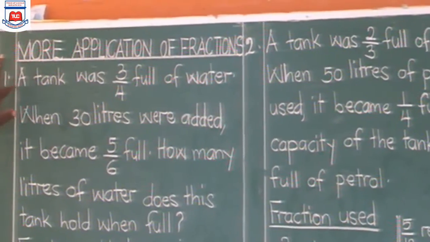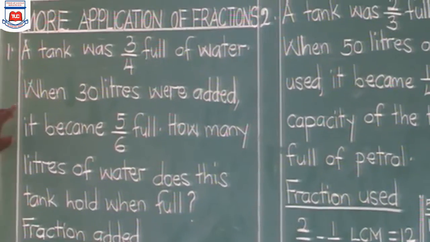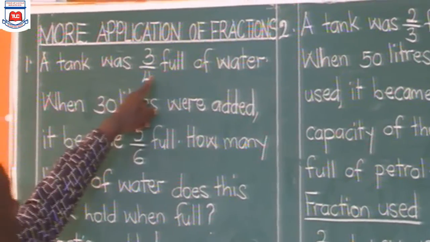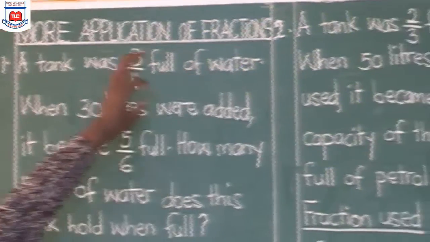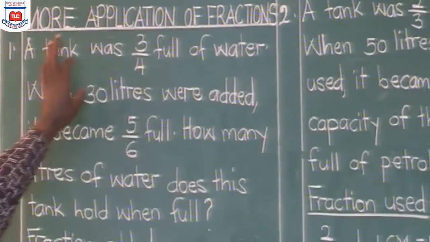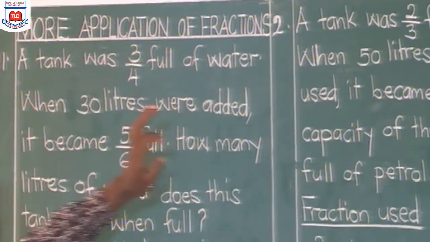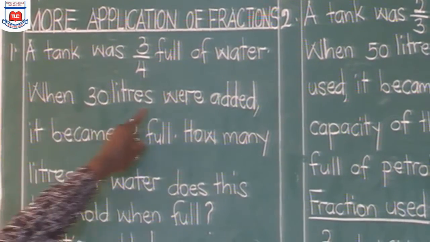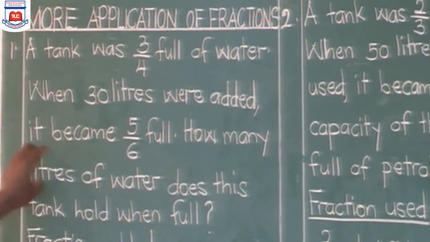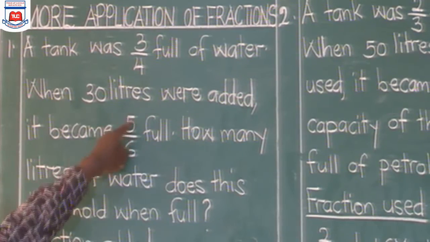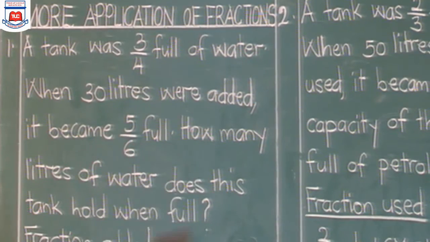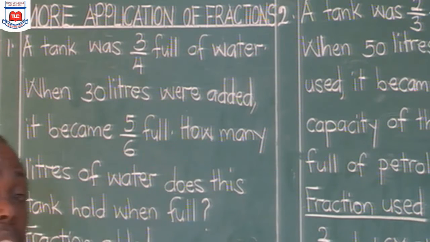And example number 1 today reads: a tank was 3/4 full of water. When 30 liters were added, it became 5/6 full. How many liters of water does this tank hold when full?